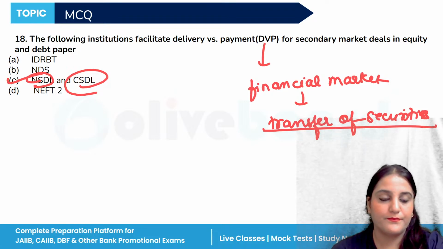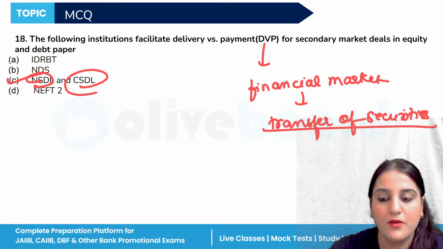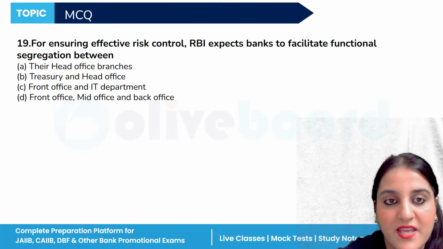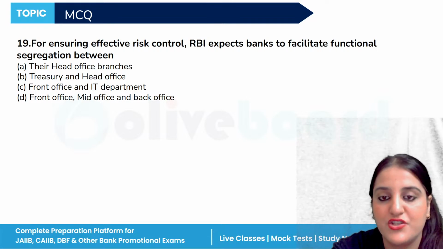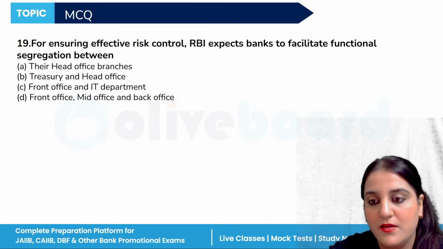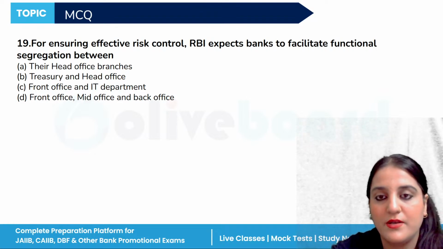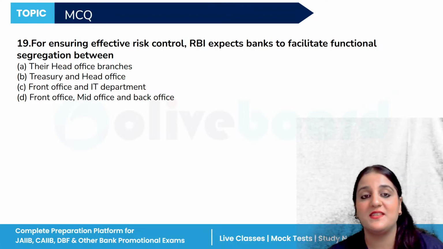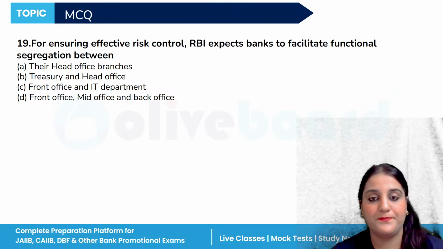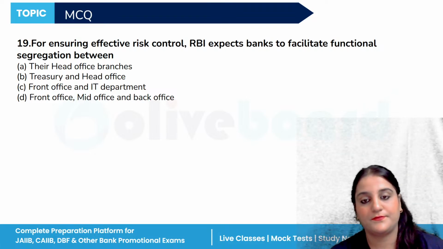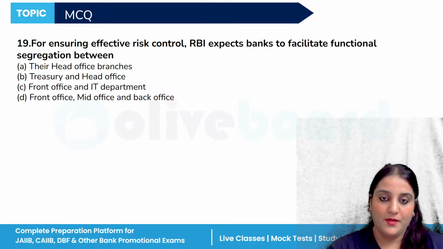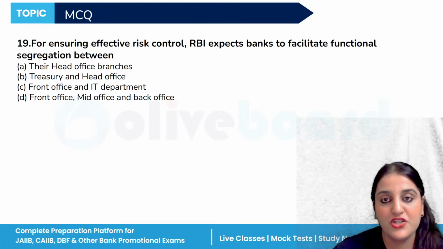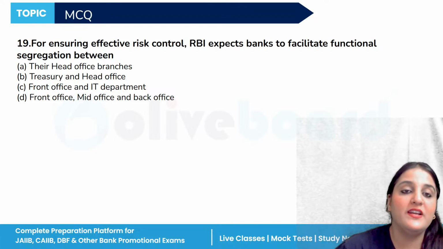Now, for ensuring effective risk control, RBI expects banks to facilitate the functional segregation between, yes, very good Sareen sir, correct answer you are giving. For ensuring the effective risk control, RBI expects banks to facilitate functional segregation between, see, for effective risk control, the RBI emphasizes the need for functional segregation within banks, particularly among the following.